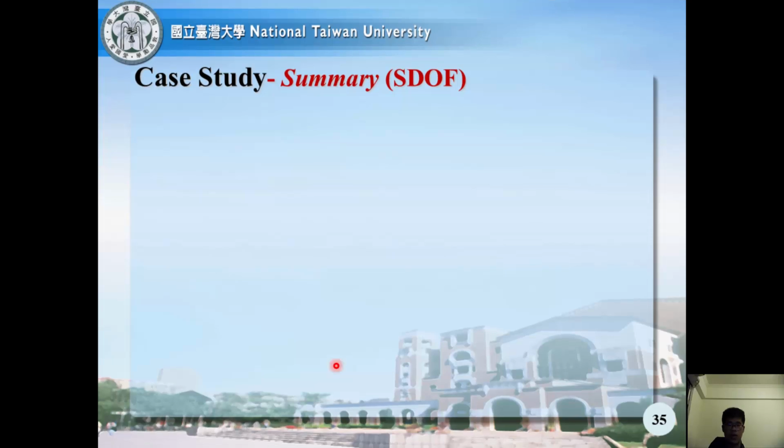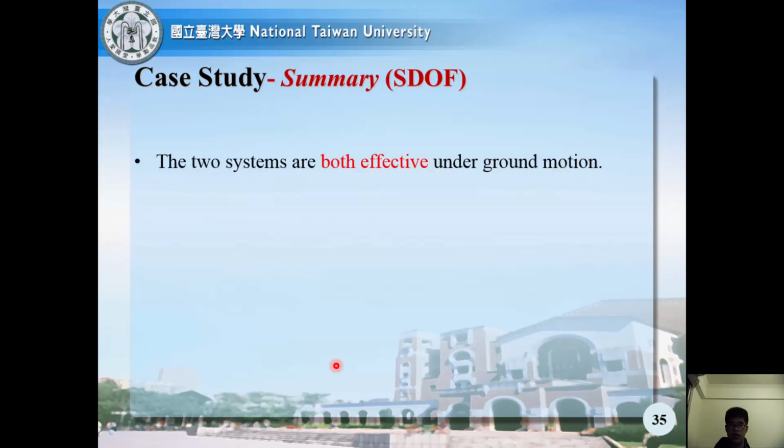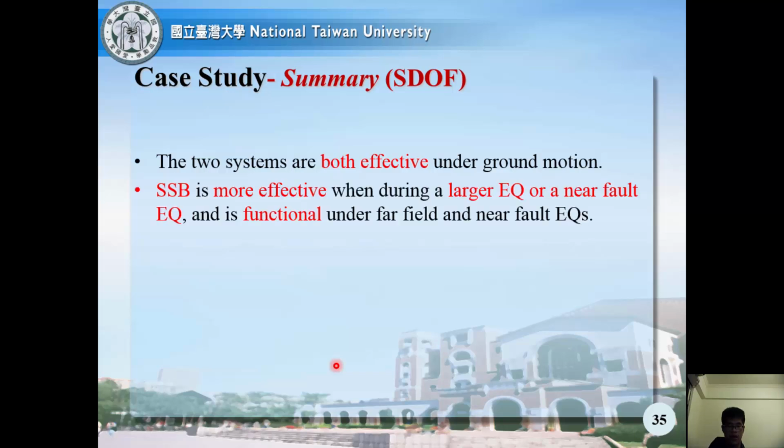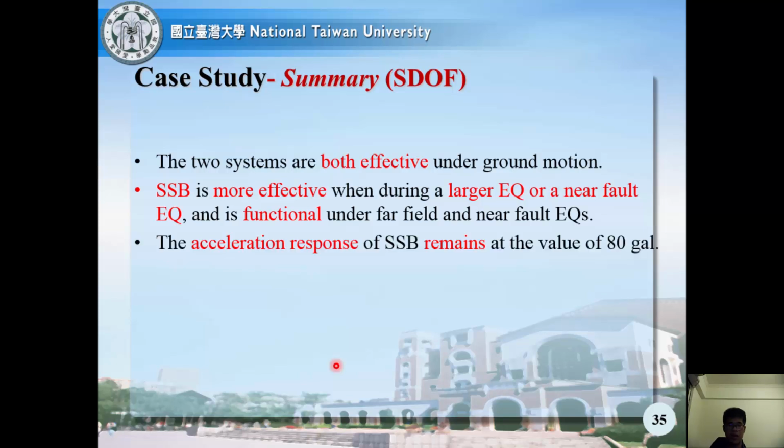And here's my summary. First of all, the two systems are both effective under their ground motions. Later on, we can see that SSB is more effective during a larger earthquake or a near-fault earthquake, and is functional under far-field or near-fault earthquakes. And the acceleration response of SSB will remain at a value of 80 gal.